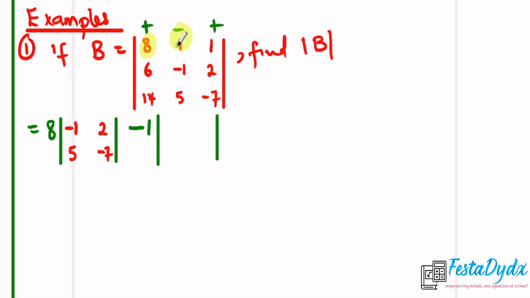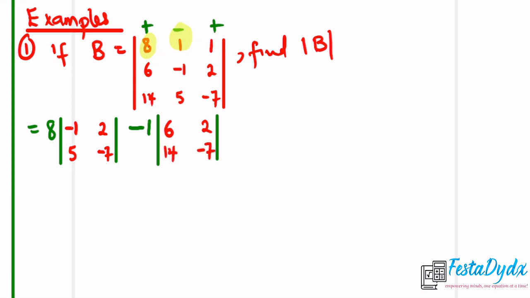So for number 1, this is the rows associated with the number 1, and this is the column associated with the number 1. So what we're going to do now, we're going to work with, we have 6 and 14 here, and we'll have 2 and minus 7. So we're going to be working for the row 6, 14, 2, minus 7. So let's have that.